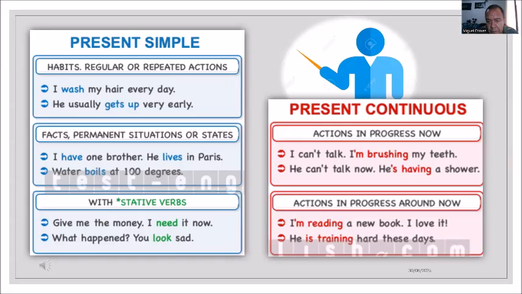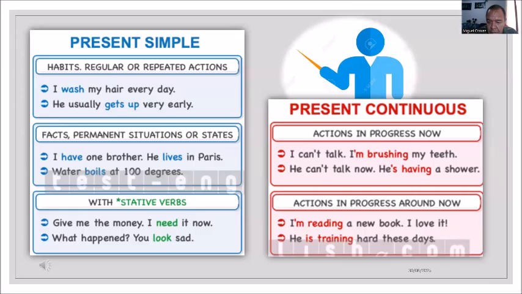In contrast, we use the present continuous for things that are happening now, at the moment of speaking, or for temporary things that are happening around now, these days or weeks, etc. For example, I can't talk, I'm brushing my teeth. He can't talk now, he's having a shower.